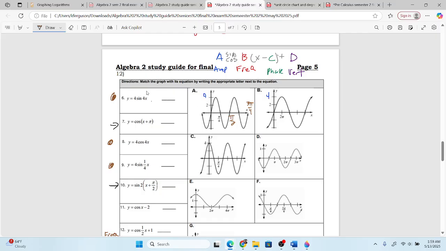Well, let's look and see what we got. I've got 4 sine of 4x. I've got 4 cosine of 4x. And then I got this odd man out, 4 sine of 1 over 4. Because these are similar, that's telling me that I need to think about these two.